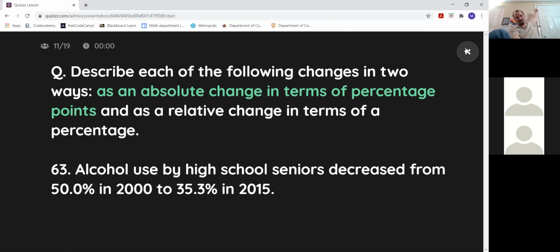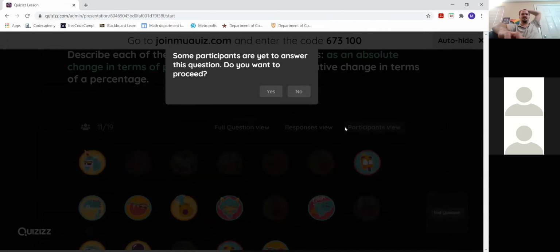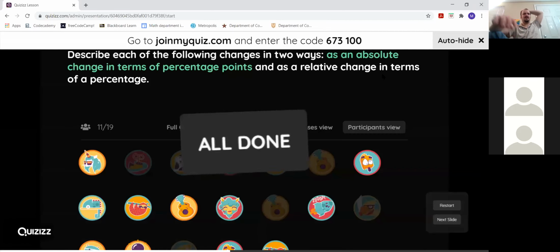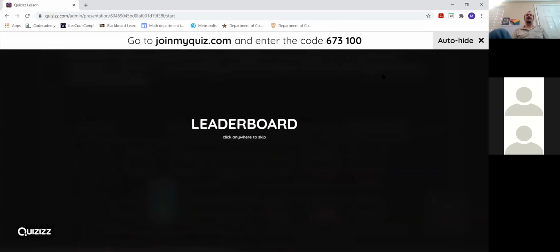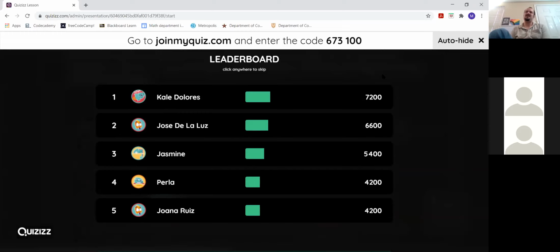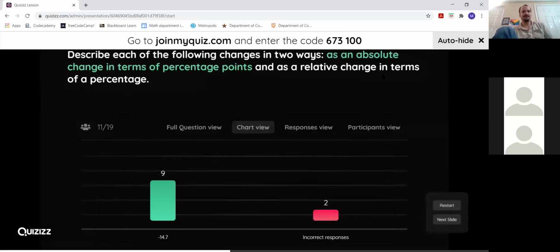Cool. All right, so what was it, 14.7? Is that what we're getting with the difference between the two? I believe it was 14.7. That's it. And so it should be a minus 14.7 because it's going down. Okay. It is going down 14.7.